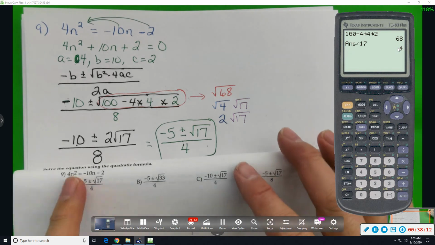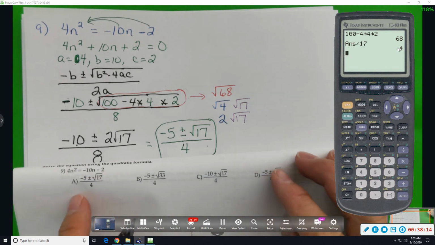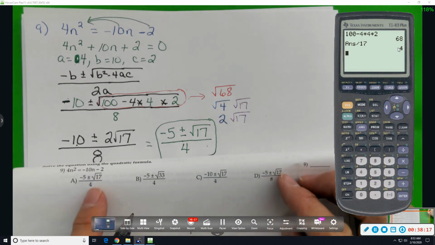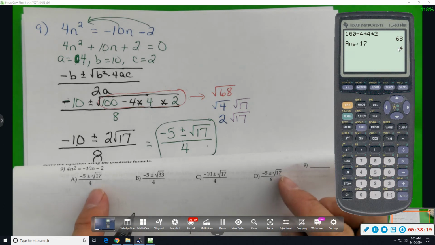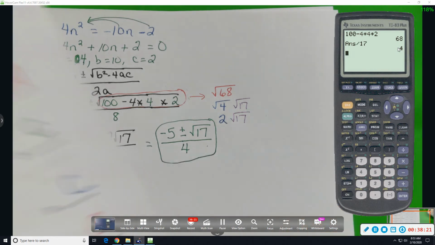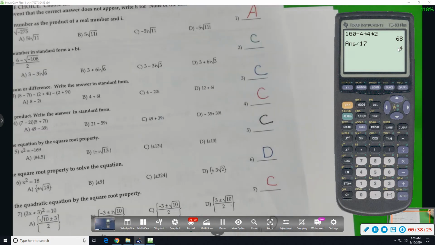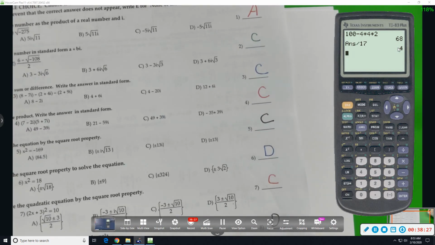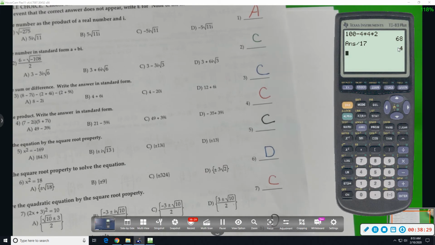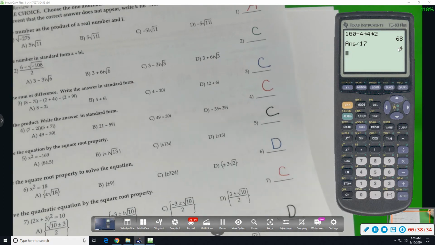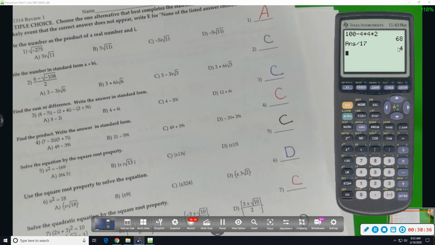I think that is letter A. Negative 5 plus or minus square root of 17 all over 4. Yeah, answer choice A. Okay. Any questions there? We ready to move to the next page?